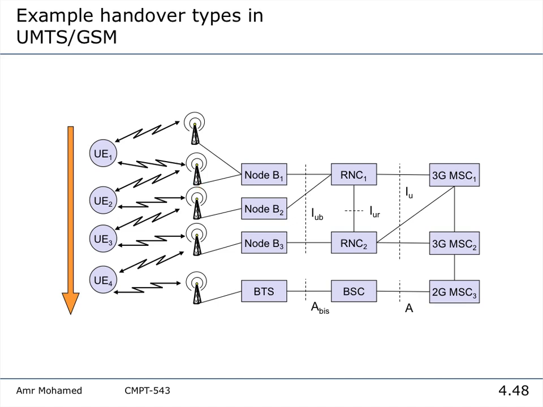And if we move from one node B to another such that both of them correspond to different BSSs or different RNSs, then this is what we call inter RNS handover. And if we move from one location area to another, where one location area is maintained by one 3G MSC and the other is maintained by another 3G MSC, then that's a different type of handover. And then there is the 5th handover, between the 3G MSC and the 2G MSC, moving from 3G to 2G.